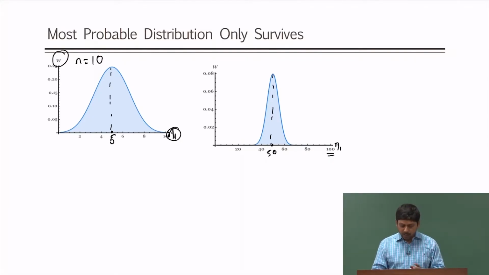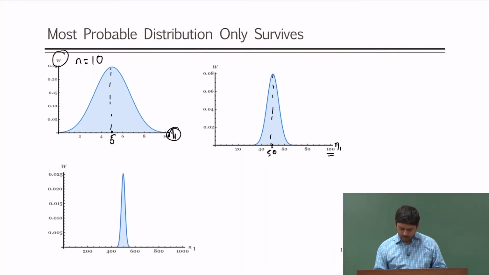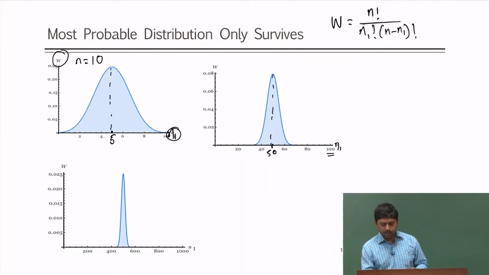Now, with respect to what has it become narrower? With respect to the percentage deviation. If you call that half, then with respect to its half, it has narrowed down. Now, let us go to 1000 particles. Again, I am plotting the W. I will write the formula here itself so that we can refer to it: n factorial by N1 factorial and n minus N1 factorial. This is the number of microstates for the two level system, right.